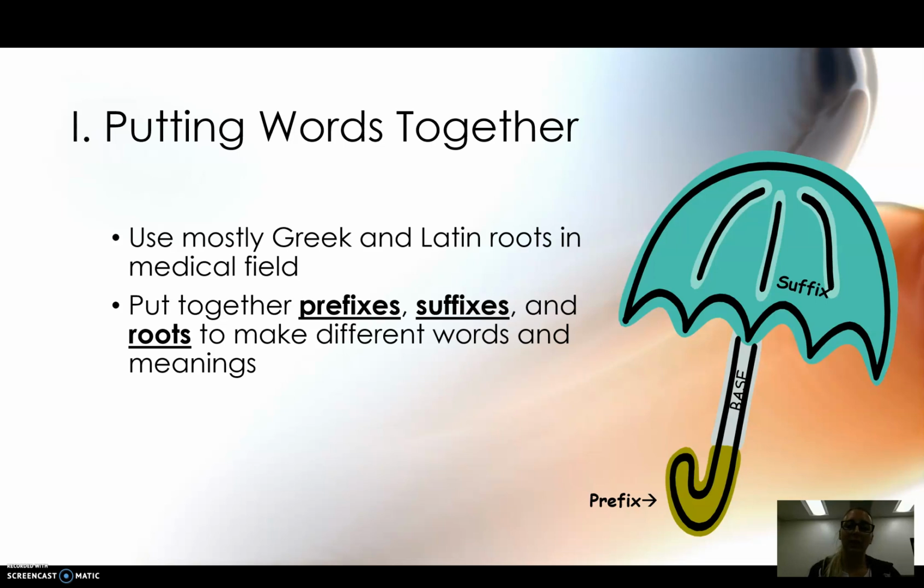So to make these words, we put prefixes and suffixes and roots together. Prefixes are going to be before the word. That's where that word pre comes from, before. The root will typically be in the middle, or it will be the main purpose of the word, and then a suffix will come at the end.